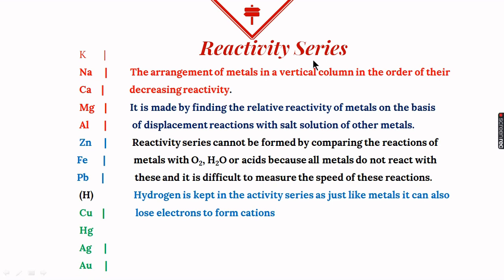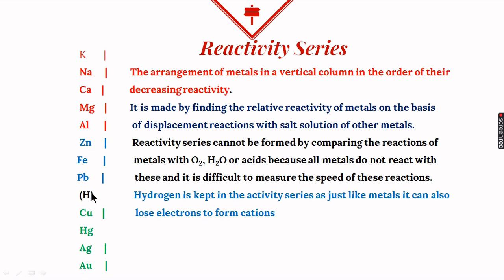So we'll again see what the reactivity series is. It is the arrangement of metals in a vertical column in the order of their decreasing reactivity, and it is made by knowing the relative reactivity of metals on the basis of displacement reactions with salt solution of other metals. Now, the reactivity series cannot be formed by comparing the reactions of metals with oxygen or water or acids, for two reasons: all metals do not react with these, and number two, it is difficult to measure the speed of these reactions, as we have seen in case of reaction of metals with acids.